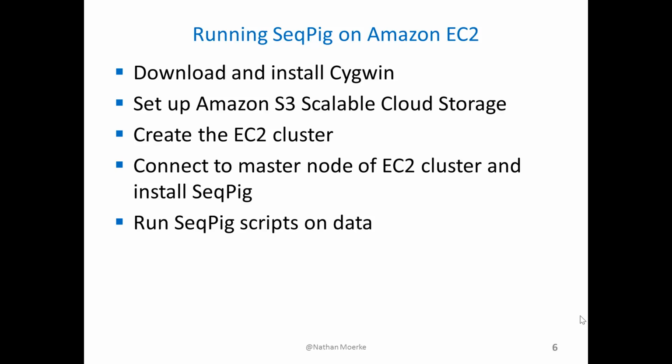Then, of course, I need to actually generate and run an EC2 cluster on the Amazon framework, and this cluster needs to have both Hadoop and Pig installed. Then once this is up and running, I use Cygwin to SSH into the master node of the cluster, and I can install SeqPig on top of the underlying Hadoop Pig framework. And once this is done, I'm ready to roll and run SeqPig scripts that I've written on DNA sequences that I'm interested in analyzing.